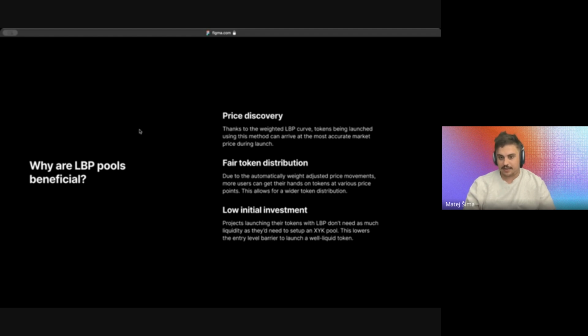And then also for the people launching their tokens through the LBP mechanism, it creates an opportunity for a low initial investment, thanks to being able to manipulate the weight initially at launch. Projects that launch their tokens with LBP don't need as much liquidity as they would need if they were starting to sell their token with these XYK pools. So this again lowers the entry barrier to being able to launch a token that will have sufficient liquidity behind it in the end.